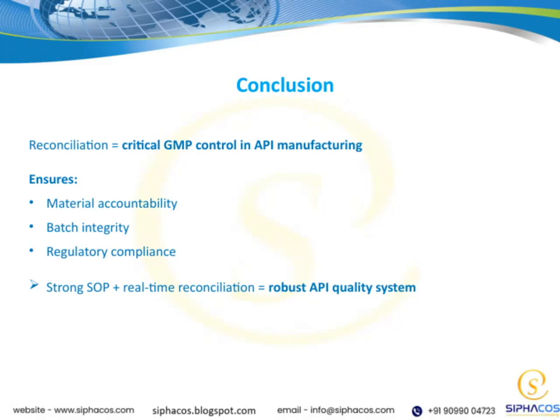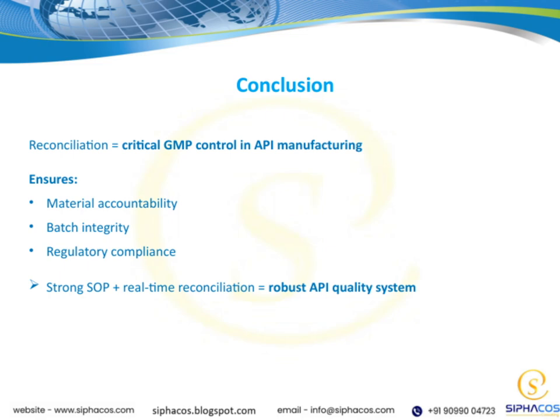So, to wrap up, let's talk about reconciliation as a critical aspect of good manufacturing practice, or GMP, in API production. Essentially, reconciliation is about ensuring that every step in the manufacturing process is tightly controlled and accountable. This means we need to maintain strict material accountability, making sure all raw materials are tracked and accounted for throughout production. It also involves safeguarding batch integrity, ensuring each batch is consistent, complete, and meets quality standards. And of course, regulatory compliance is fundamental, making sure our processes align with all the necessary guidelines and regulations.